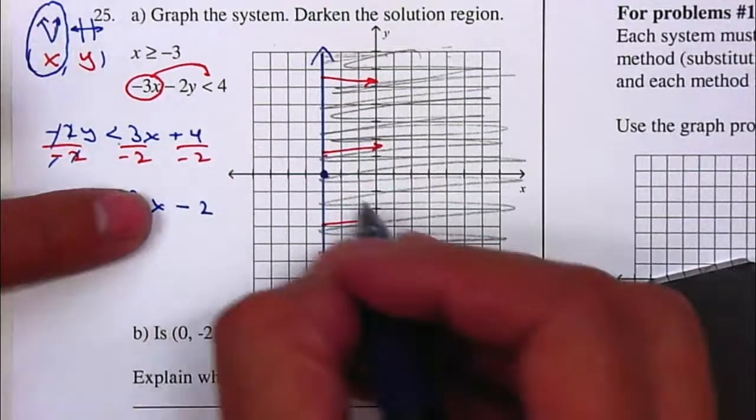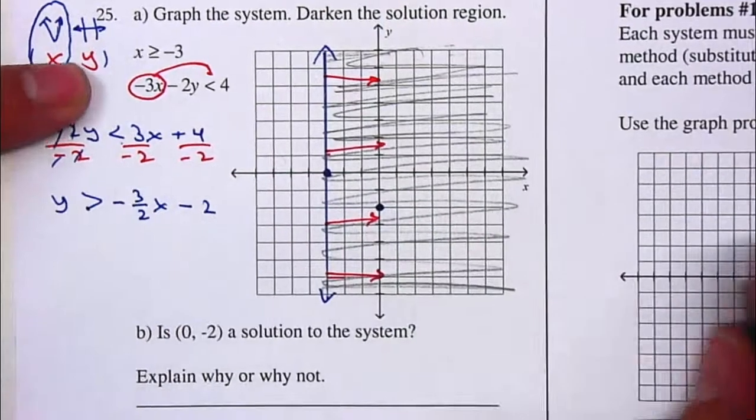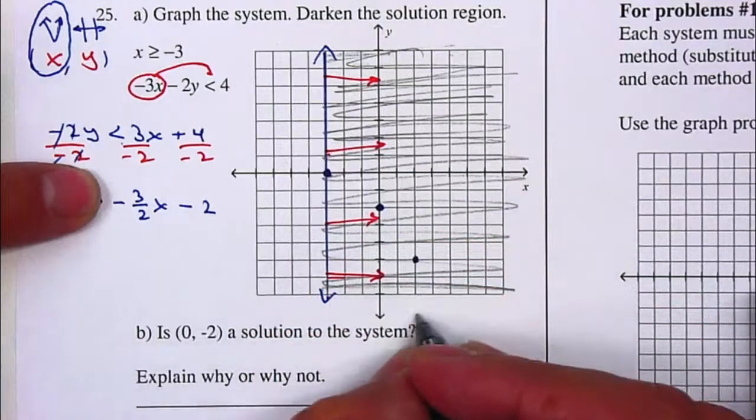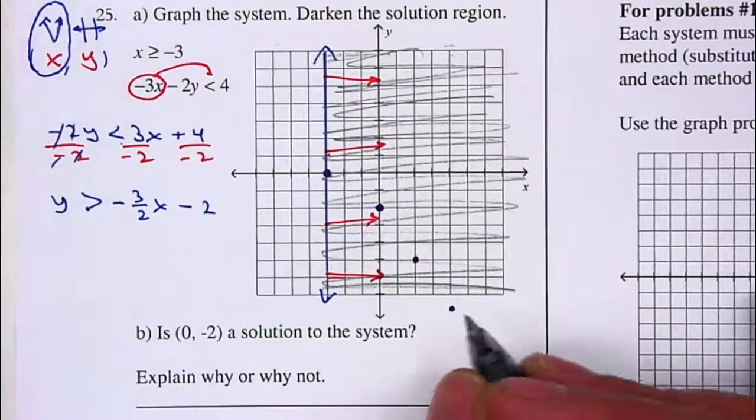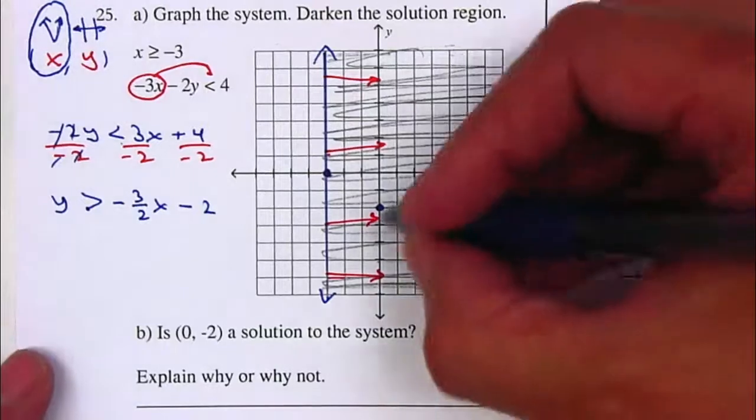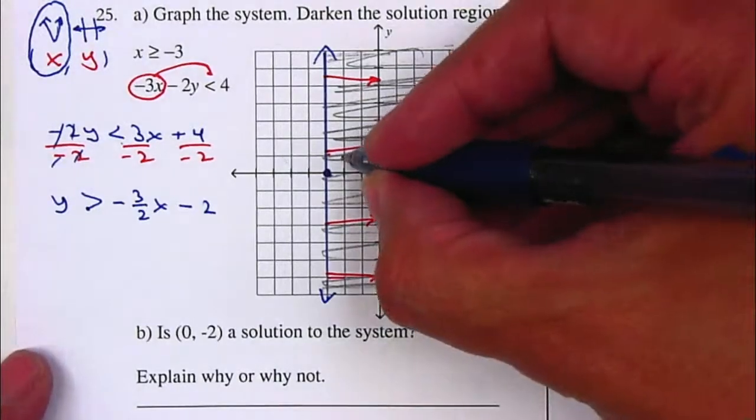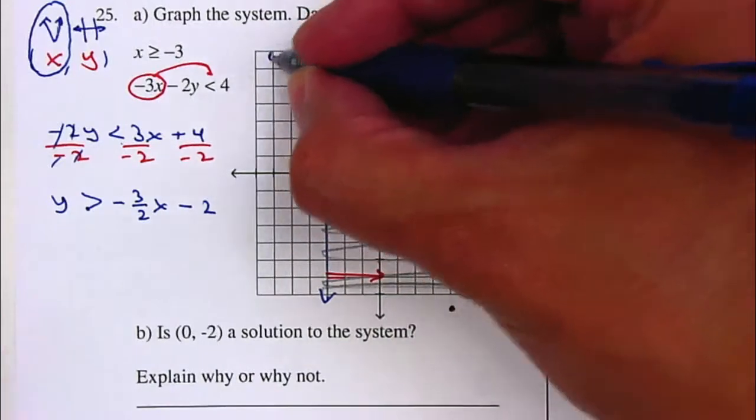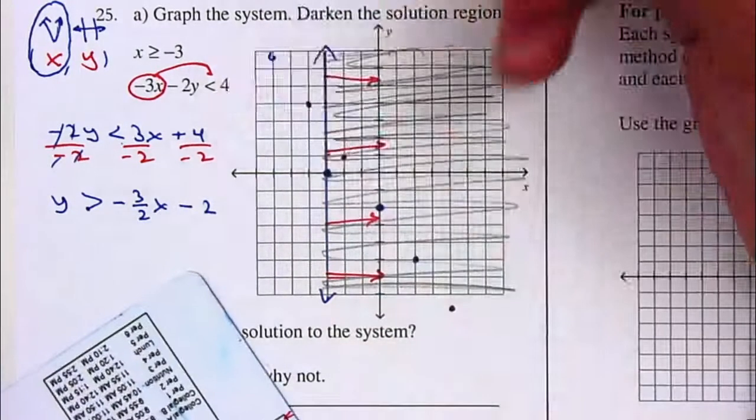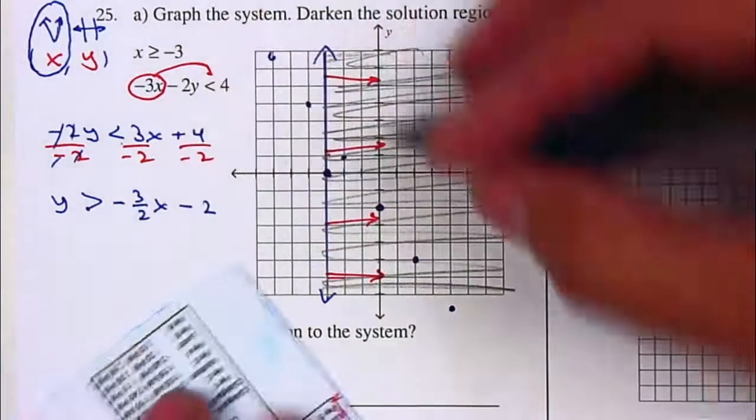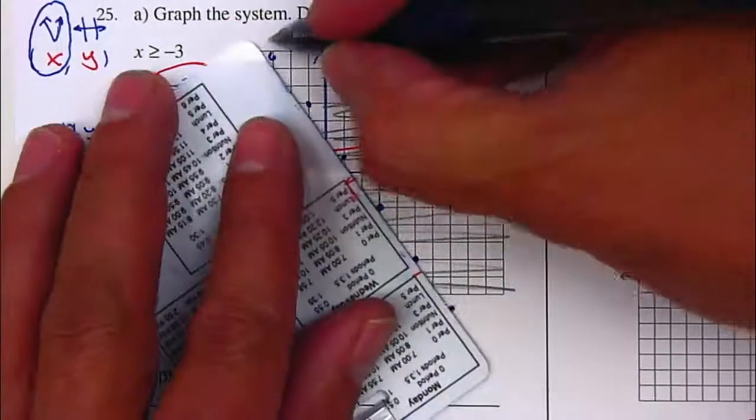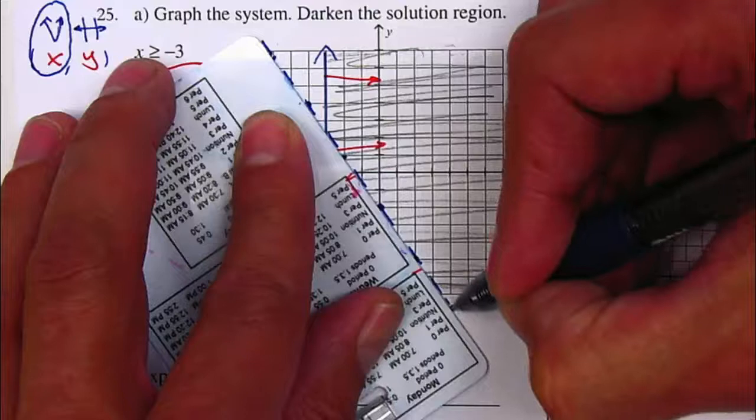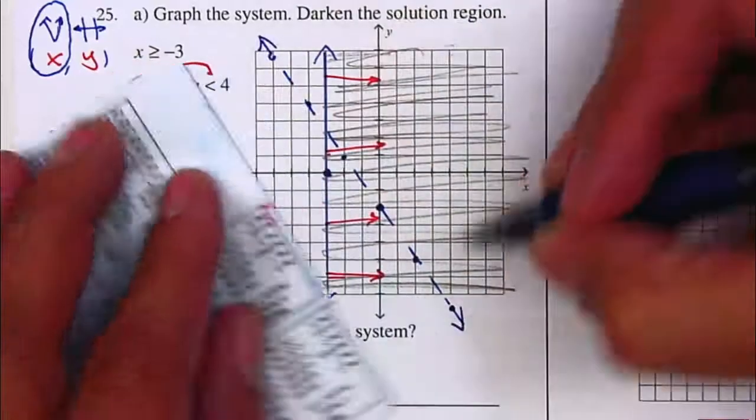So therefore my y-intercept is -2, and my slope is down 3 and to the right 2. Down 3 and to the right 2. Or I can do the opposite: up 3 and to the left 2. And in this case, I need to decide if it's going to be solid or dashed. There's no equal sign underneath, so therefore we're going to make a dash to indicate that those points that are on the line are not part of this inequality.